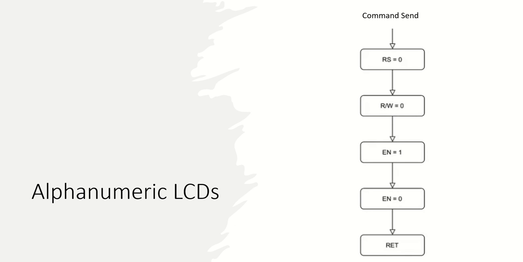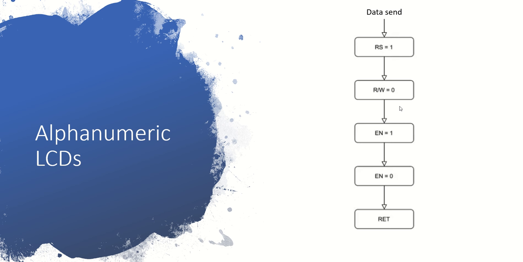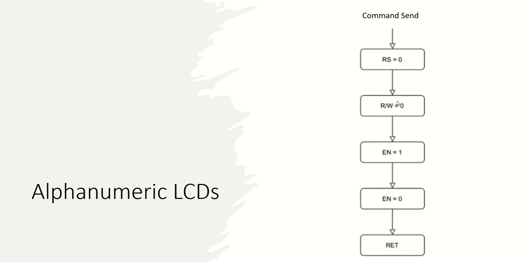The second one will be the command. If you want to send a command, RS will change to 0, and read/write bar will be 0 because you want to write. We always need to send 0 to write, so even in the command you need to send 0, because it is a write operation. Then you again need to send the enable from high to low, and then it will write it. This is the final step you need to do.